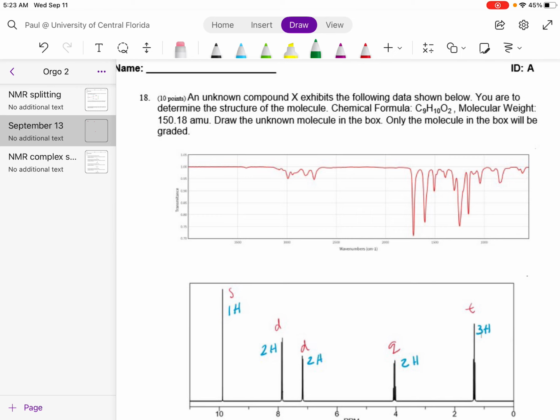Okay, first thing that I do, I see that I have the molecular formula right there. So I'm going to calculate the degrees of unsaturation. So 2 times 9 plus 2 is what? 20? 2 times 9 is 18 plus 2, 20. Perfect. Minus 10 protons equals 10. Divided by 2 equals 5 degrees of unsaturation. So that's 5 degrees of unsaturation.